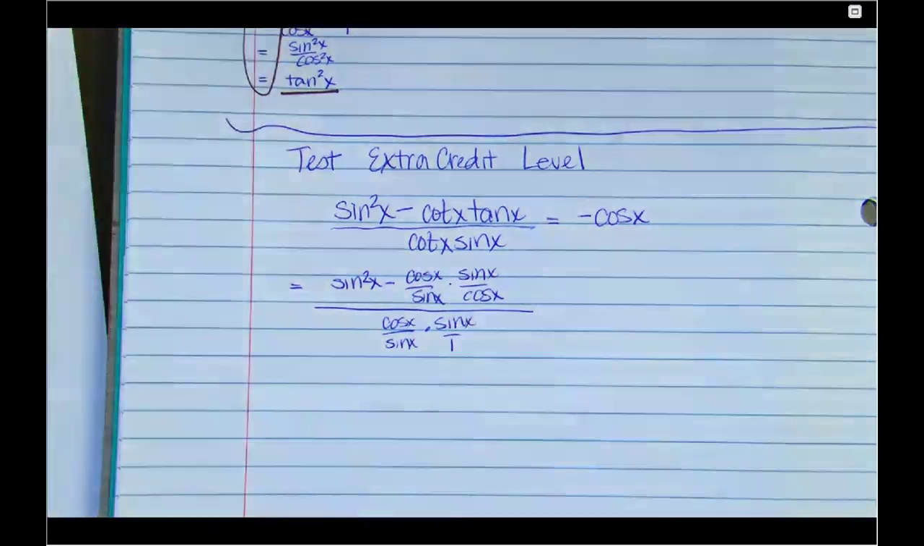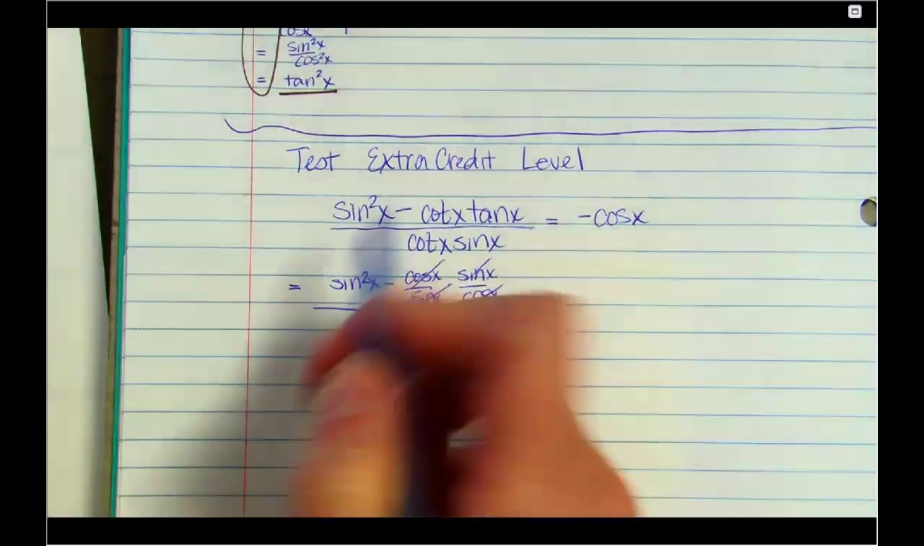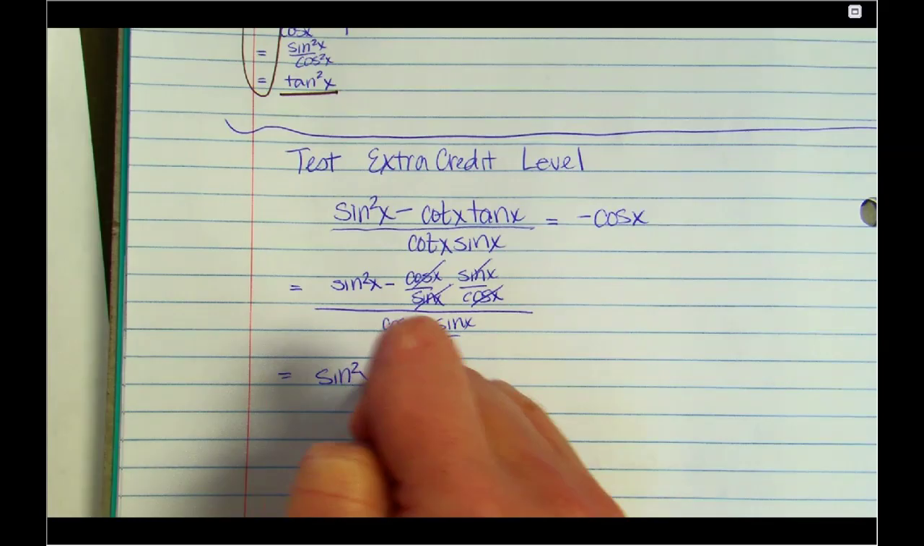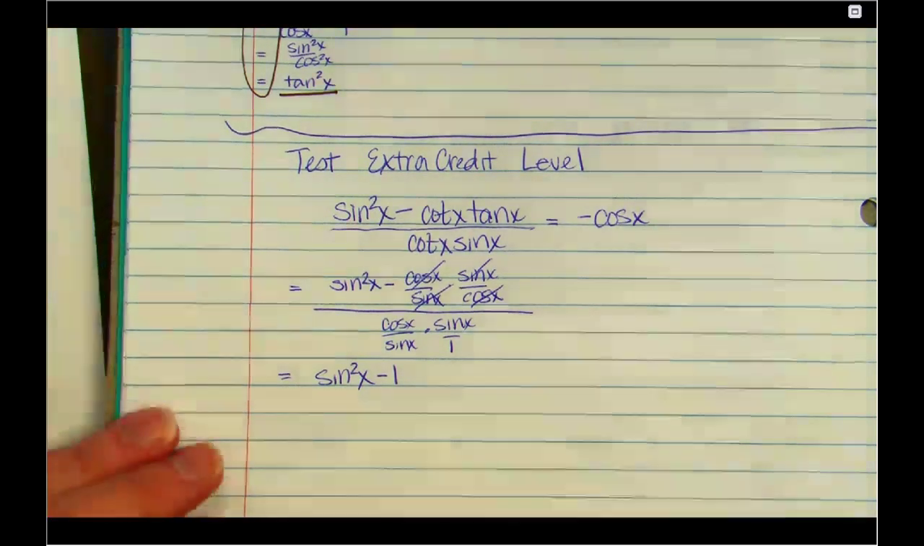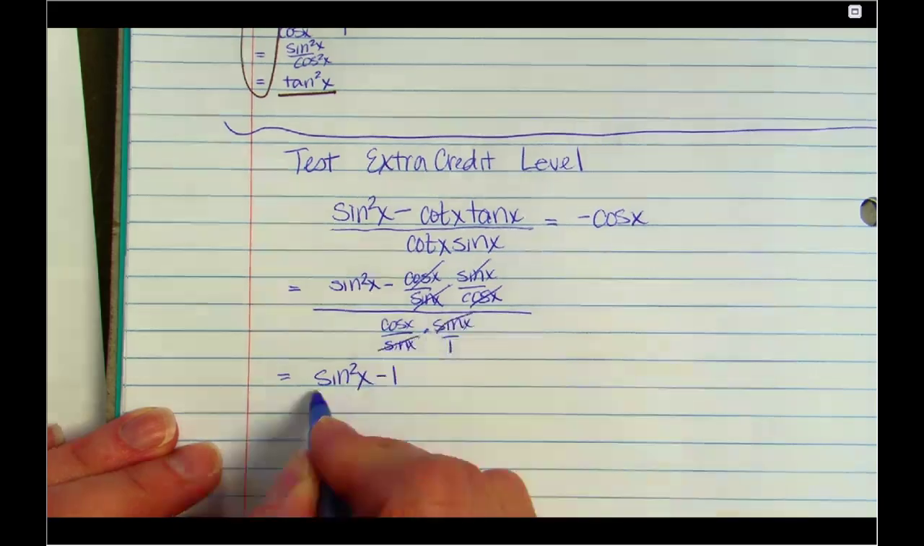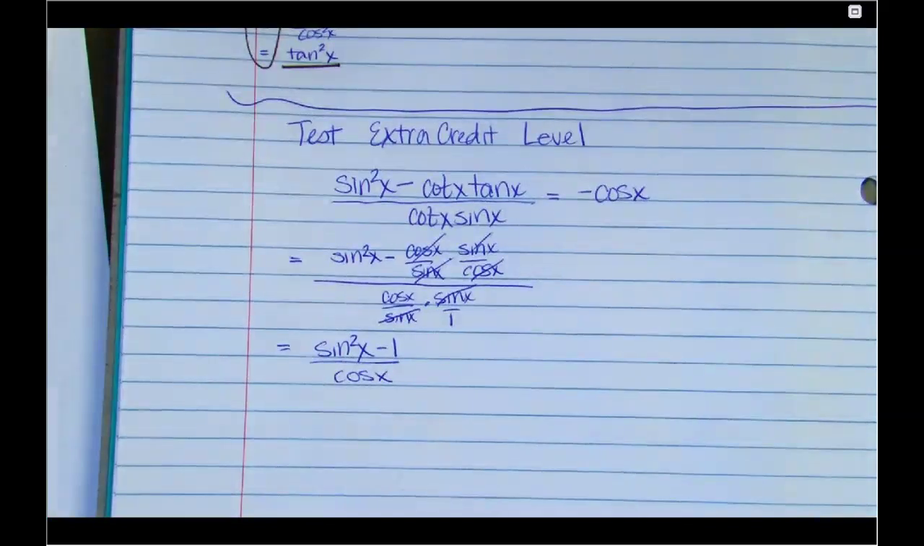Now, take a look at what happens. What happens on the top? Cancel. Yes, I have a sine, sine, cosine, cosine. That's all 1. So now I have a sine squared and a 1. On the bottom, what happens? The sines cancel and you have cosine. So that just got about 5,000 times simpler. Now, sine squared and a 1. Rearrange the big dog.